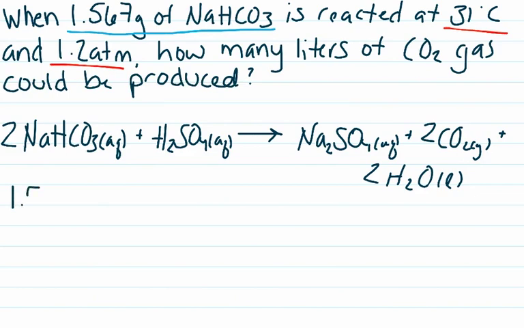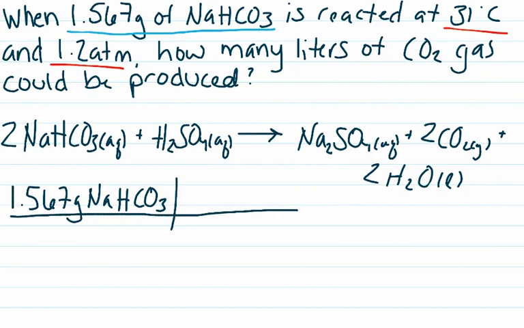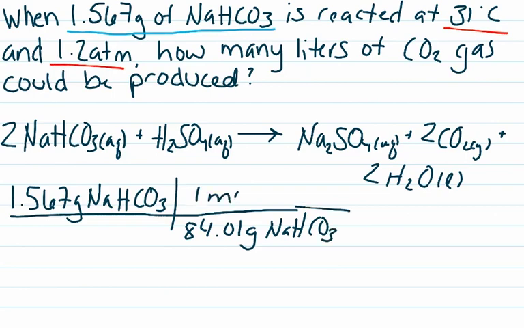So to convert between grams and moles, we use the molar mass of the substance. So to convert to moles of sodium hydrogen carbonate, we will use its molar mass, which is 84.01 grams per 1 mole. So now we've converted from grams of our given to moles of our given.